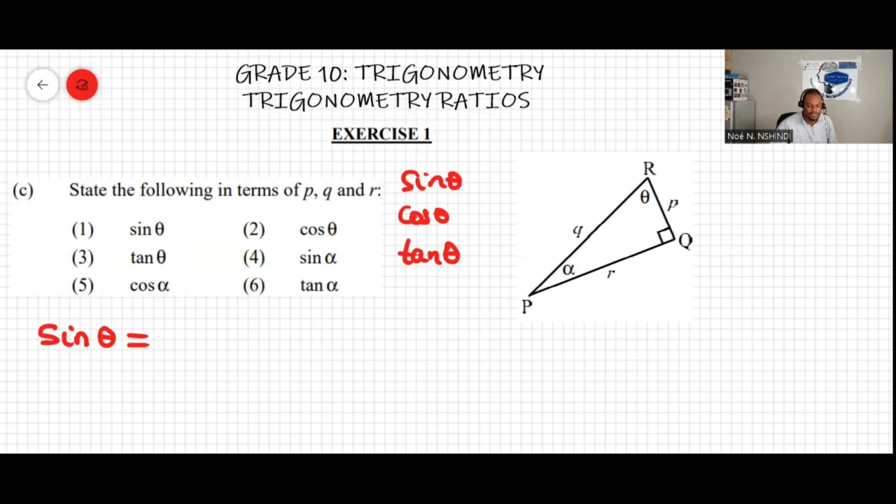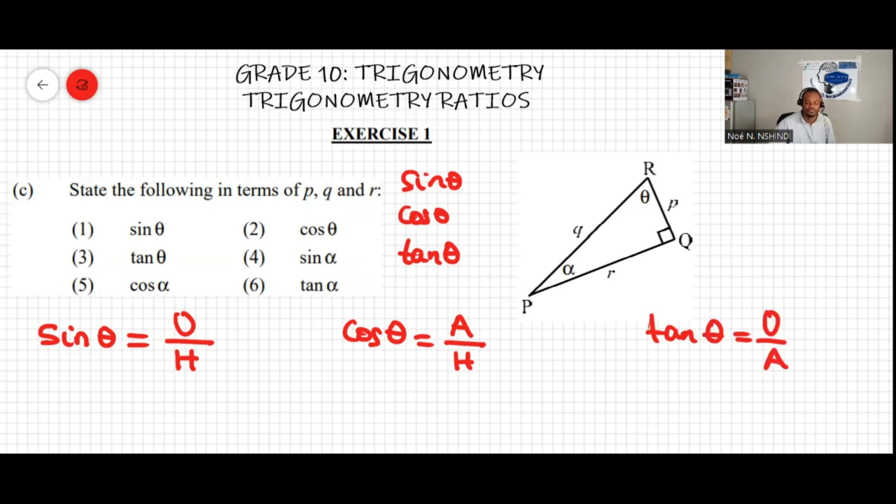Now they're given by: sine of the angle is given by the opposite side of the triangle, opposite side with respect to the angle, over hypotenuse, and then cos of the angle theta is given by the adjacent side with respect to the angle always, over hypotenuse, and then tan of the angle theta is given by the opposite side over adjacent side of the triangle.